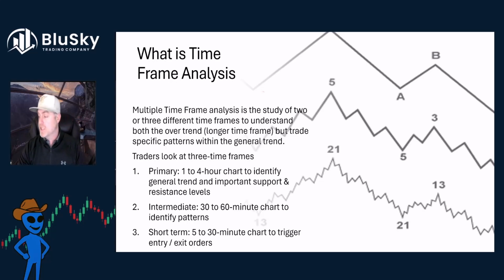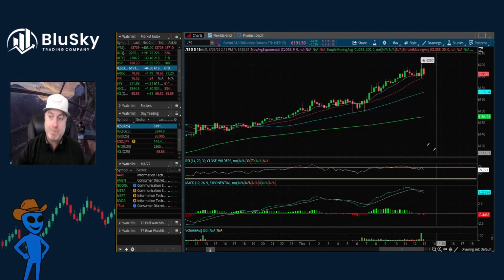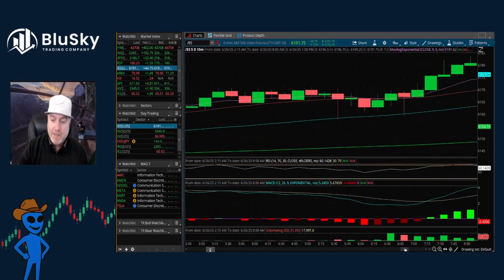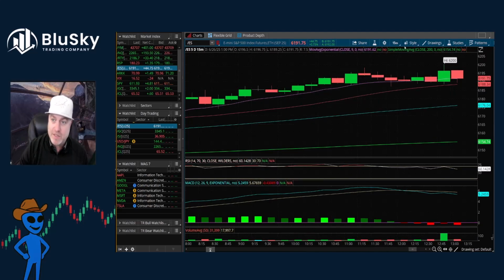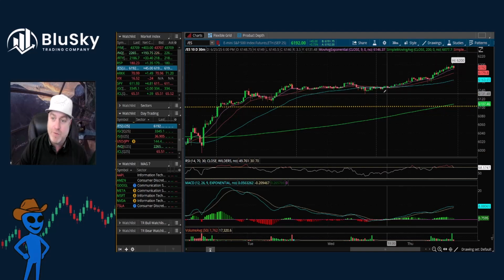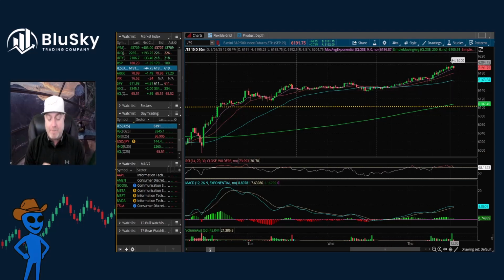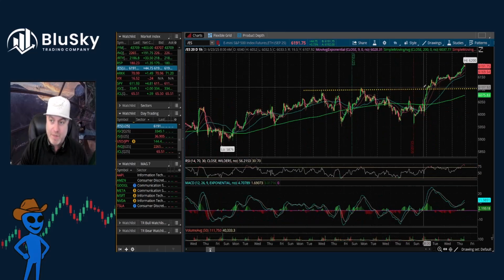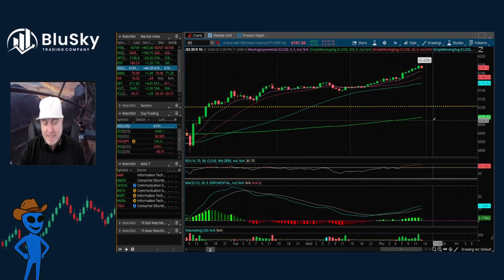For example, you look at the S&P 500 today, and let's get it on that 1 hour or 30-minute time frame. What do we have? We have a bullish uptrend. The 30-minute time frame is bullish. The hourly time frame is bullish. What does that tell me? It tells me that I should be looking for bullish trades. I always trade in the direction of the trend. I'm a trend trader. I'm a pattern trader.